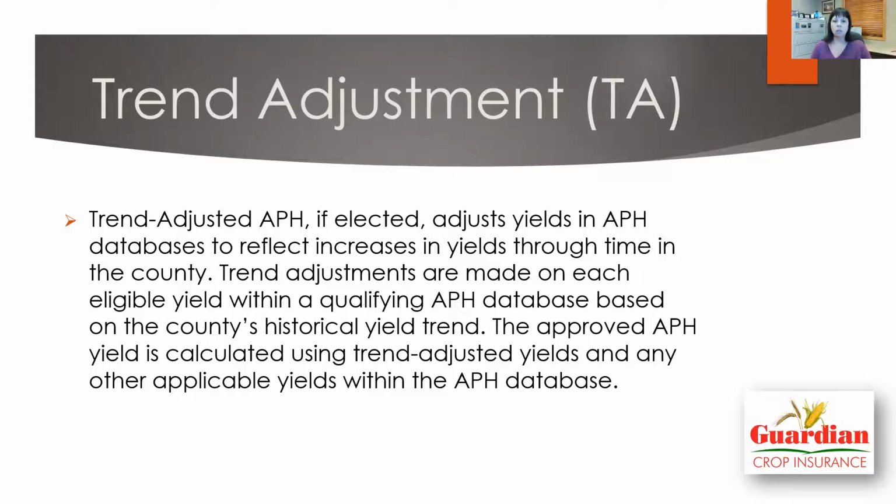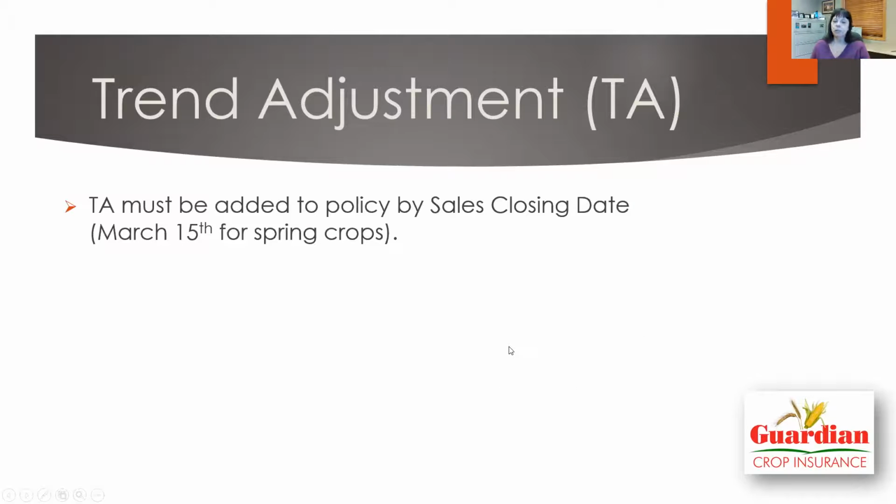Well, the trend adjustments are made on each eligible yield with a qualifying APH database based on the county's historical yield trend. The approved APH yield is calculated using the trend adjusted yields and any other applicable yields within the APH database. The trend adjustment has to be added to your policy by the sales closing date of March 15th for spring crops. And it's based on a county crop basis. So you may have different trend adjustments in different counties.